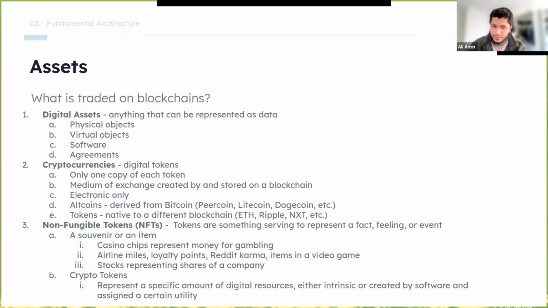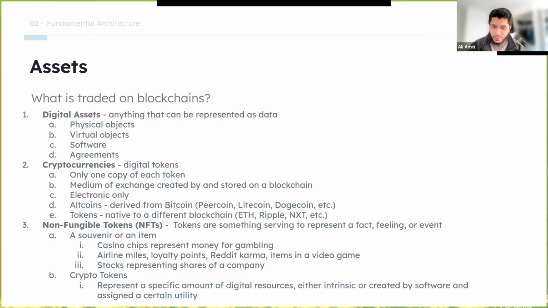Then you have NFTs. NFT comes from two words: non-fungible and token. What is a token? A token is just something which represents a value or an event or something. Like a souvenir or casino chips. If you go to a casino, the chips represent money. Or airline miles, Reddit karma, items in a video game, loyalty points, or stocks. Stocks in a company represent ownership of a particular amount of the company. So they represent something else.